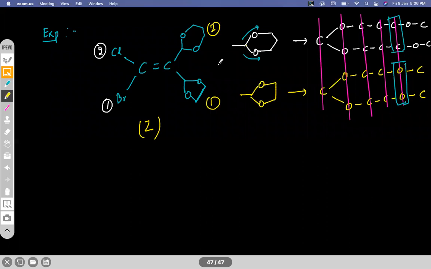Tell me, clear to all of you? It's pretty simple. Logic we do not have. Just a method: you need to open the ring and then compare one by one. This is also very rare. You'll get questions like this, but yes, in JEE sometimes they have asked these questions. So must understand this.